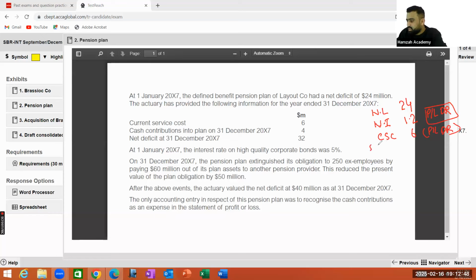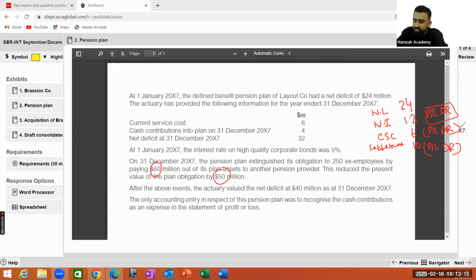Then there is a settlement. And in the settlement, you have a loss of 10 million. The value of the asset decreased by 60, and the value of the obligation decreased by 50. So you have a 10 loss. And this loss will also be recorded in the profit and loss account as an expense. It will debit the profit and loss account.